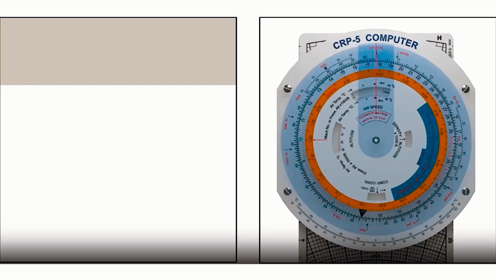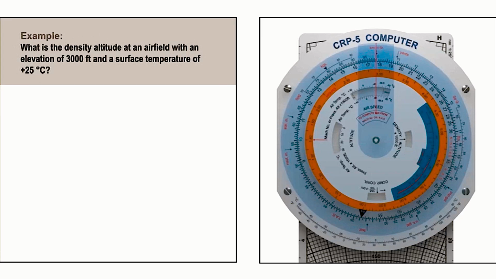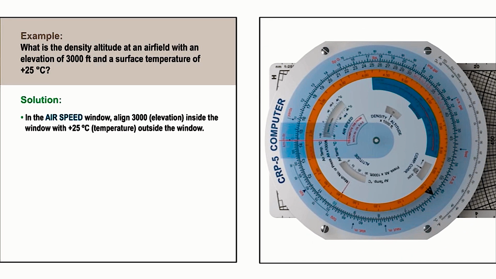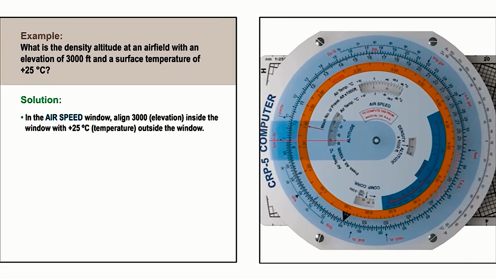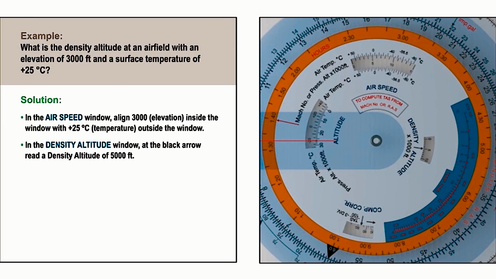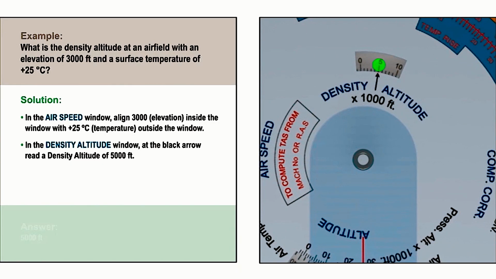Now let's look at an example where the temperature differs from the ISA temperature. What is the density altitude at an airfield with an elevation of 3,000 feet and a surface temperature of +25 degrees centigrade? Firstly, in the airspeed window, align the elevation of 3,000 feet inside the window with the temperature of +25 degrees centigrade outside the window. Then go to the density altitude window and read off the density altitude of 5,000 feet at the black arrow.